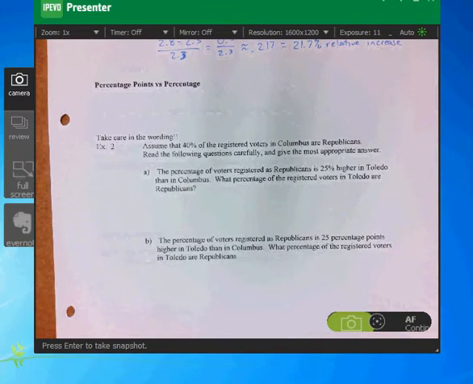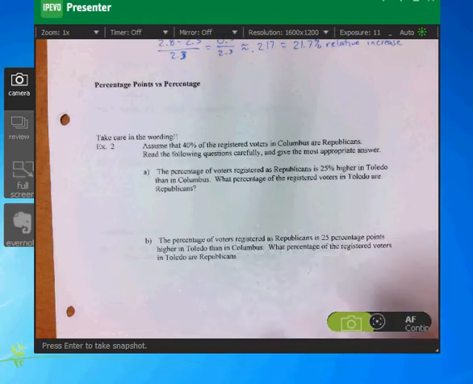Looking at our next example, this is where we want to pay attention to the wording here and look at what they're actually asking. It says, assume that 40% of the registered voters in Columbus are Republicans. Read the following questions carefully and give the most appropriate answer. So, if the percentage of voters registered as Republicans is 25% higher in Toledo than in Columbus, what percentage of the registered voters in Toledo are Republicans?